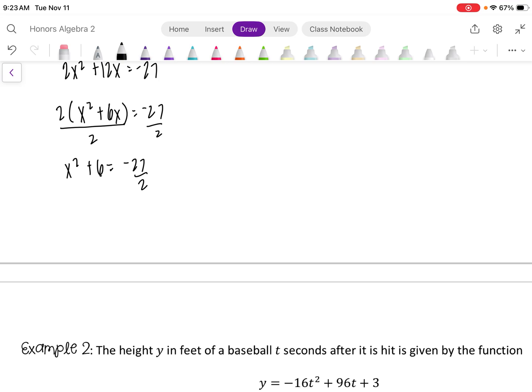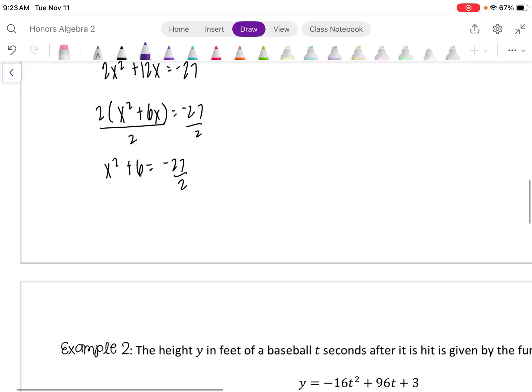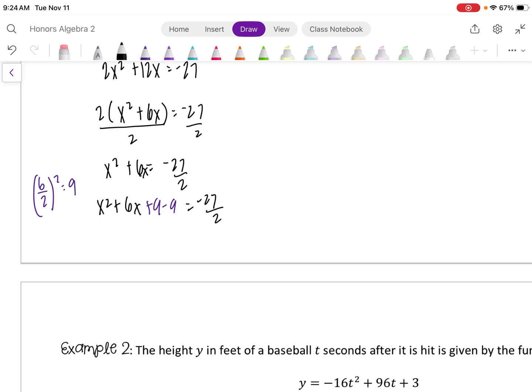So then we're going to take half of b and square it. So 6 divided by 2 squared is 9. So we're going to have x squared plus 6x plus 9 minus 9 equals negative 27 over 2. Oh, I forgot the x up here. Okay, so we want to factor this pink box. So that factors to x plus 3 squared minus 9 equals negative 27 over 2.